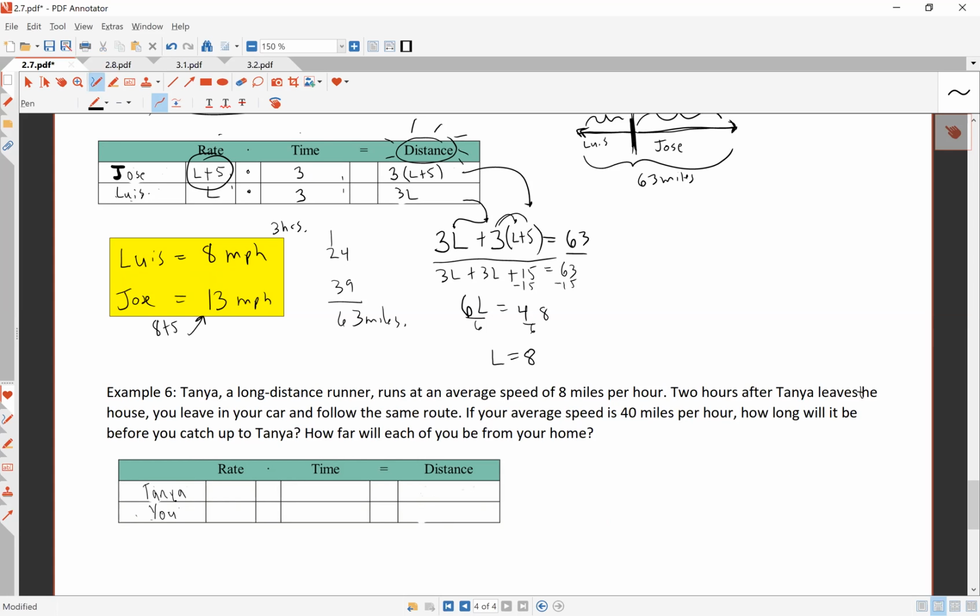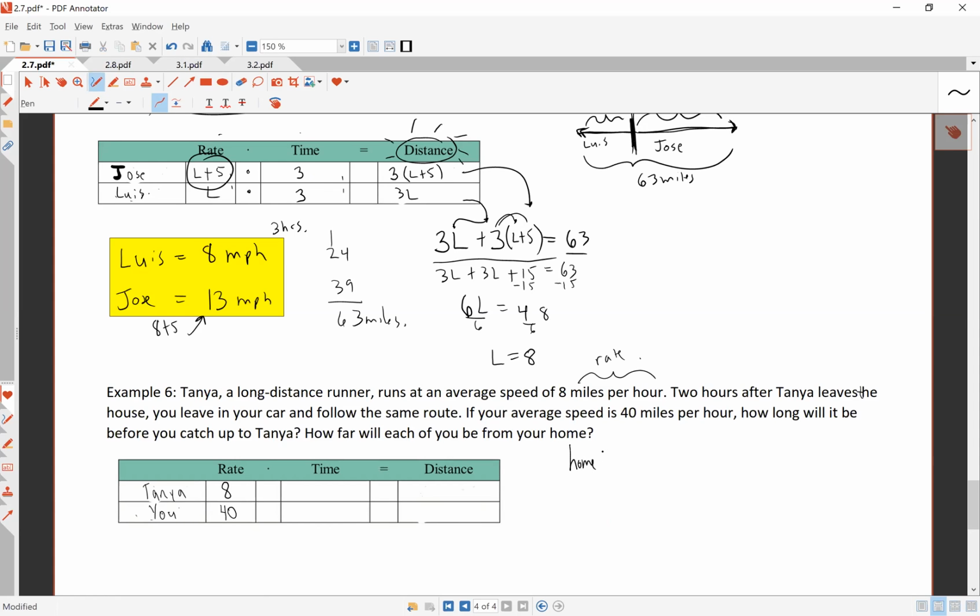Tanya's a long distance runner and she runs at an average speed of 8 miles per hour. When you see miles per hour, that's a rate. That's 8 miles per hour. Two hours after Tanya leaves the house, you leave and follow the same route, and your average speed is 40 miles an hour.